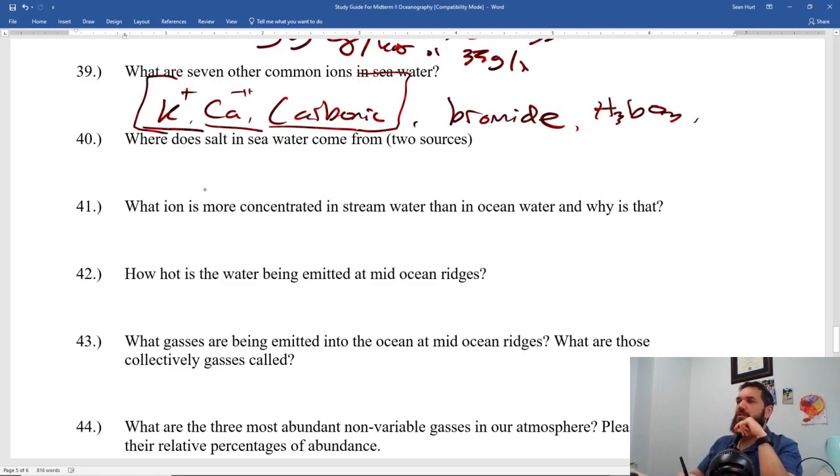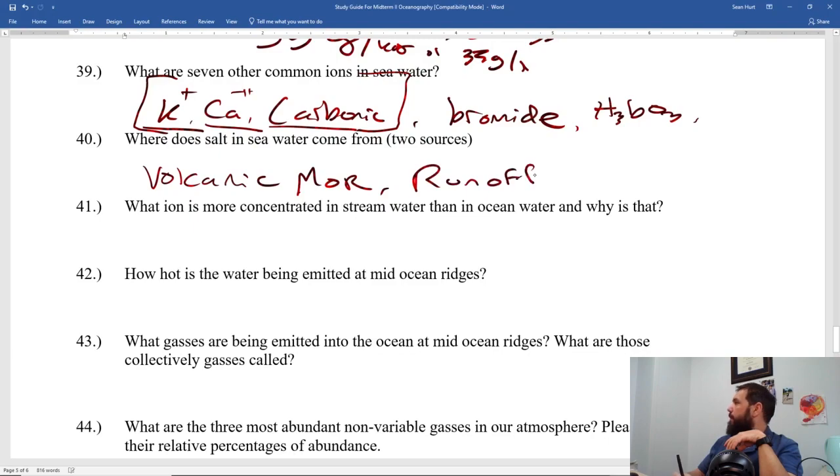Now, where does salt in the seawater come from? Comes from, of course, volcanic outgassing, and that's at the mid-ocean ridges, and it also comes from runoff from rivers. Okay, just like that.